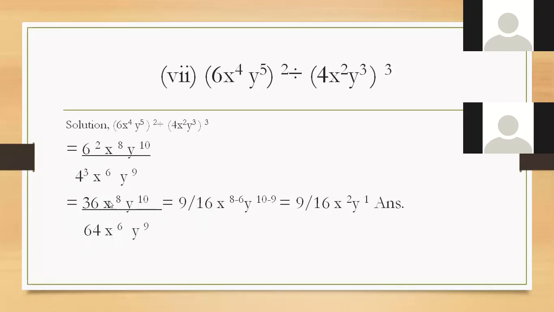And same base, divide means we have to write only one base and subtract the power. When you subtract the power, 8 minus 6. And y power 10 and y power 9, and 10 minus 9 means 1. It will be 9 by 16, x square y to the power 1. Are you clear, children, this one? Yes, sir. If there is any difficulty, please ask me, I will explain.